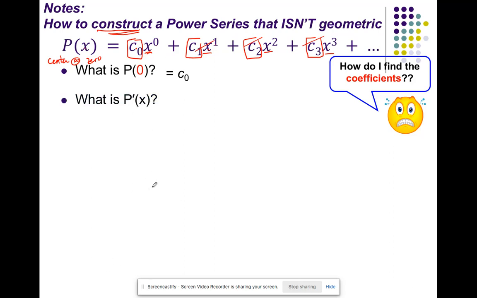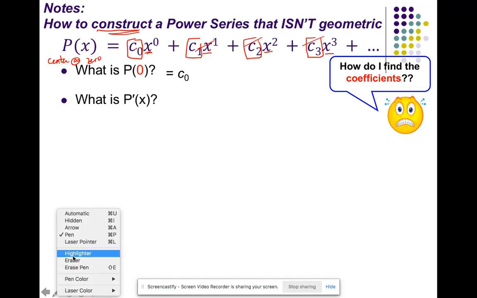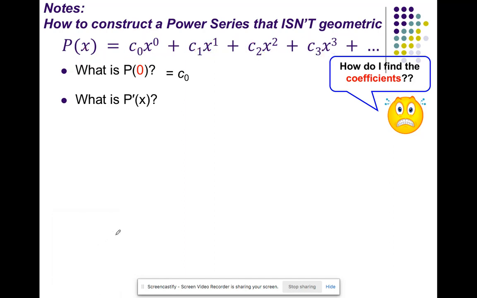Now think about the derivative. Think about your derivative rules with polynomials. What happens to this number? It's a number. What's the derivative of a number? 0. This is going to go away when you take the derivative. P prime of x is going to be 0 plus what? Bring the 1 down, x to the 0 plus 2 x to the first, blah, blah, blah, blah, right?